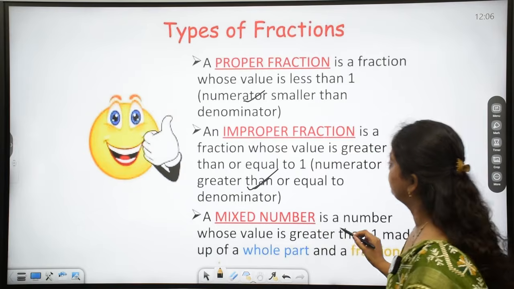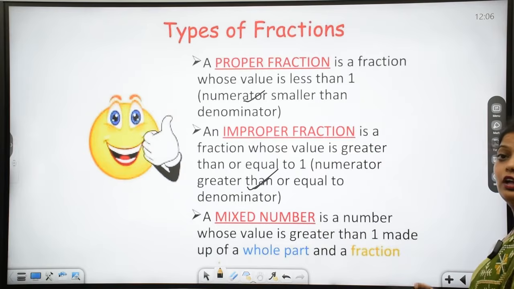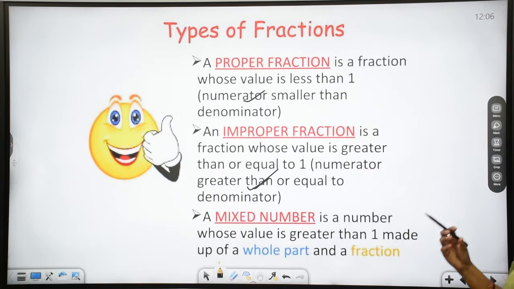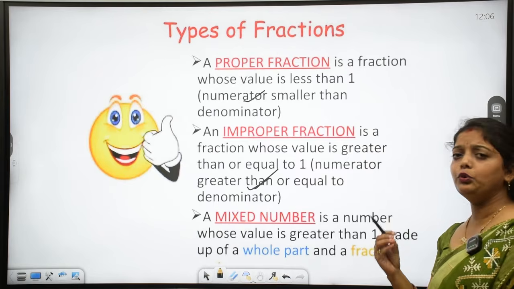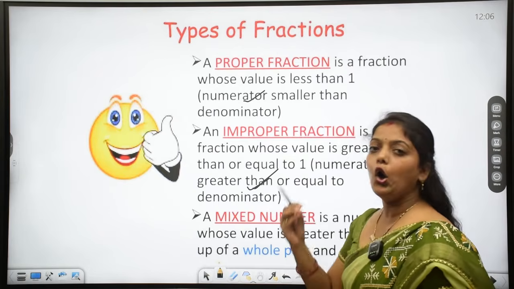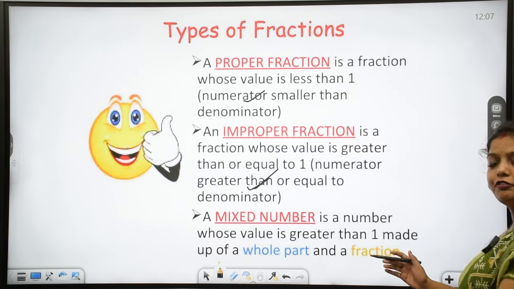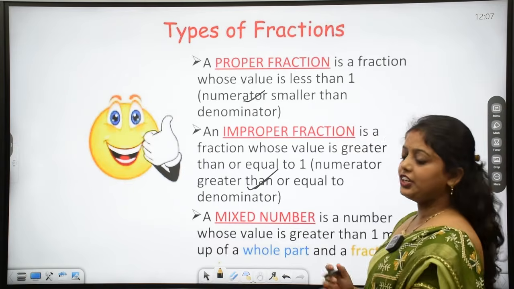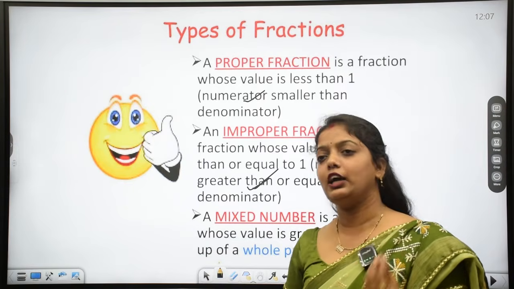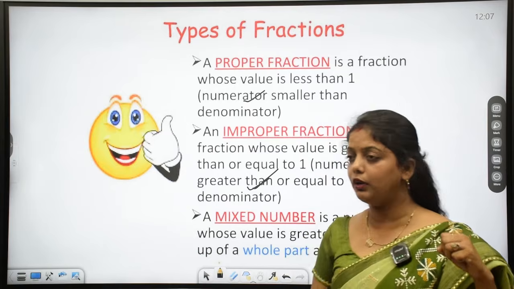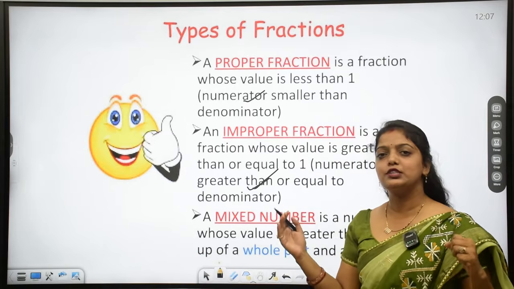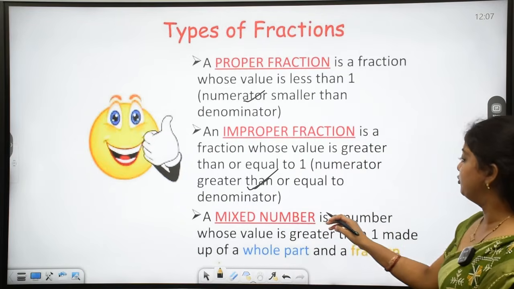Let's move further. This is mixed fraction. A mixed fraction has a value greater than 1. Also it is a combination of a whole part and a fractional part. So a fraction which is formed by a combination of one whole number and a fraction is known as a mixed fraction.